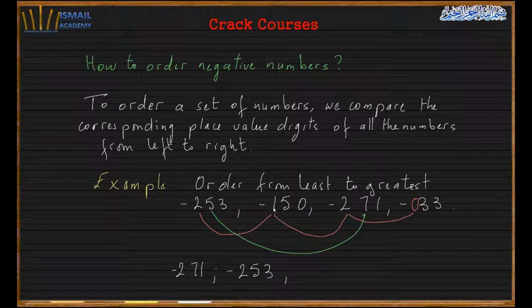Now I move to this and this. 0 is smaller than 1. That means this is smaller than this value, so it's going to be minus 150, and this one is my last number, so it will be my greatest number. And this is how to order negative numbers.